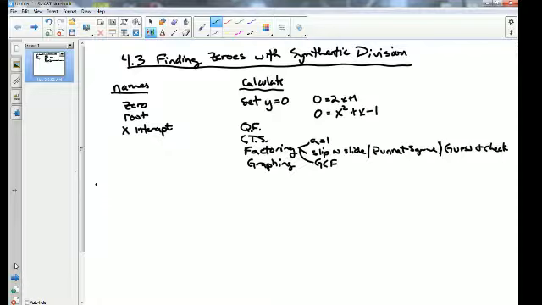Okay. In your book, your book calls this section the remainder and factor theorems. Yeah, remainder and factor theorems. So I'm kind of not mentioning those, but that's basically what we're doing. Okay.